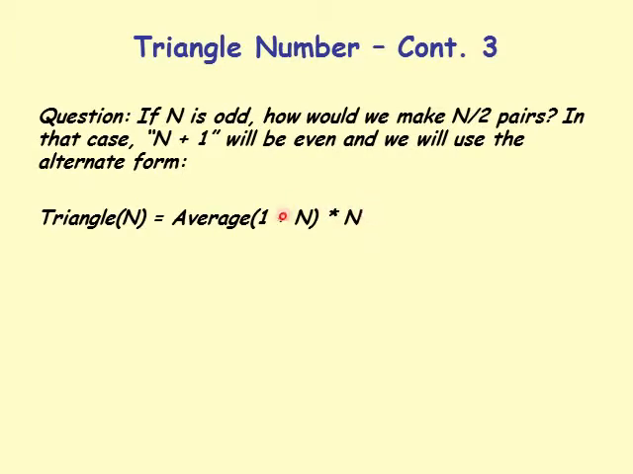Okay? Instead of doing n by 2, we are doing n here, and the first term is the average of the sum of first and last term, okay? Which is equal to half of 1 plus n times n, and that is equal to half of n squared plus n, just like we did before. Okay?